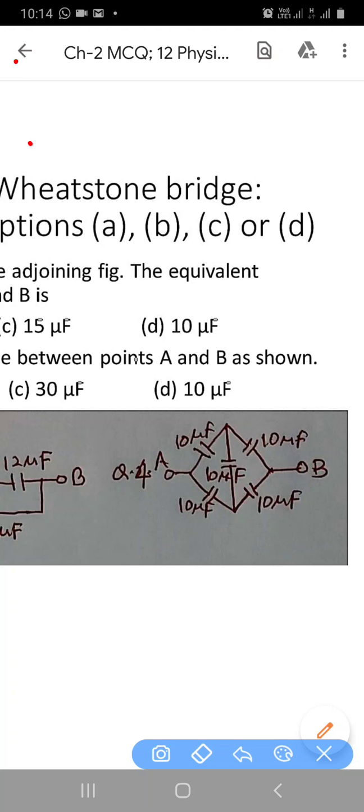So 10 microfarad and 10 microfarad will be in series, that is 5 microfarad, and 10 and 10 also in series, so 5 microfarad, and now 5 and 5 will be in parallel. So net capacitance between A and B will be equal to 10. So option D is correct.